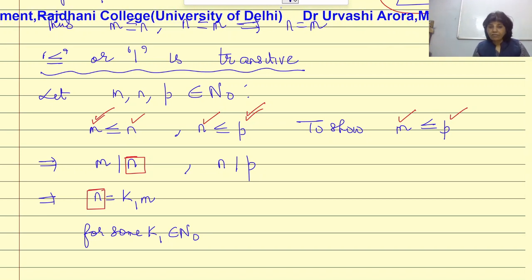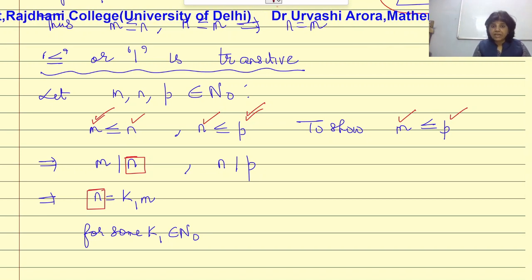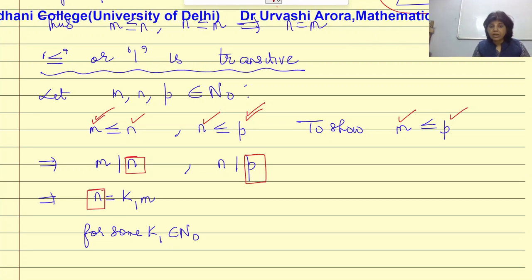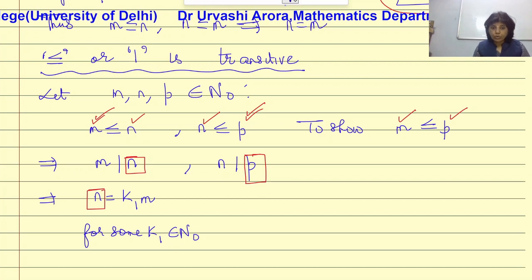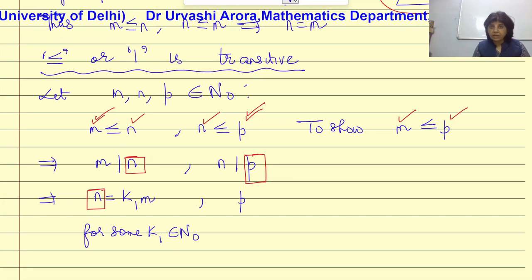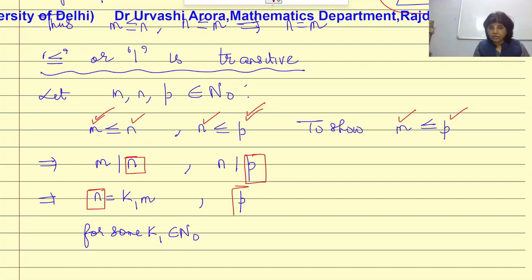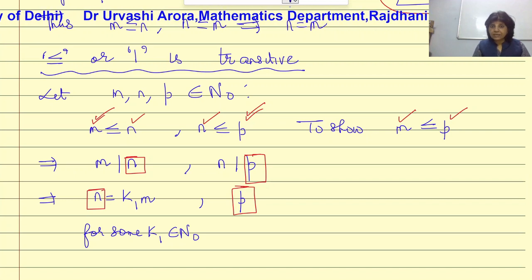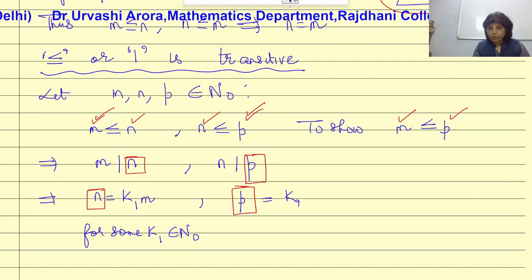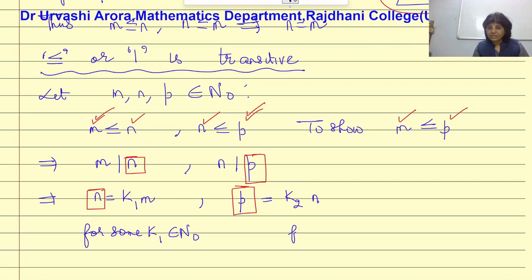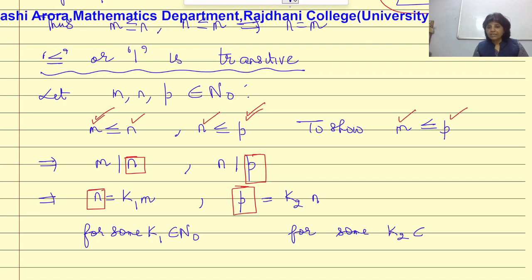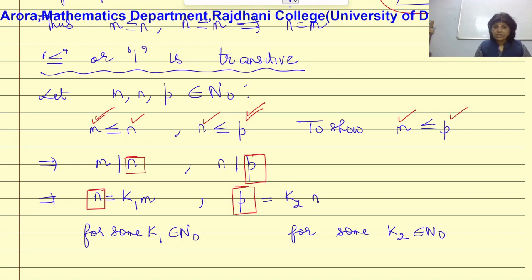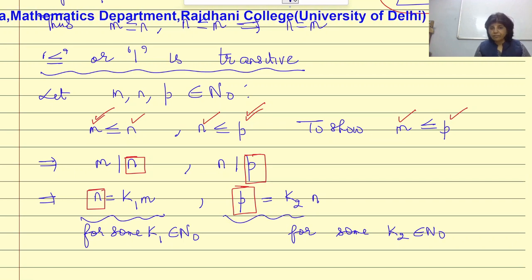Again, I also have that n divides p, which means that I should be able to write this particular p on the right as something into n. So I should be able to write this p, which I have enclosed in a box, as let's say some k2 into n, for some k2 belonging to the underlying set, which is N naught. So these are the two expressions that you have.